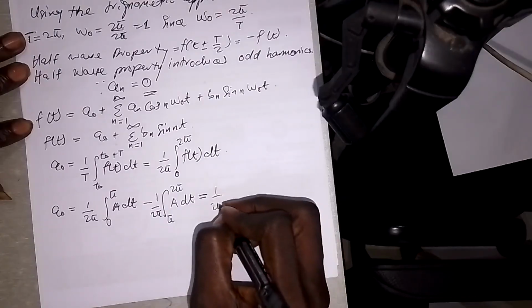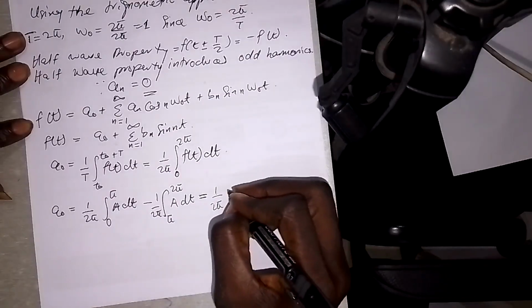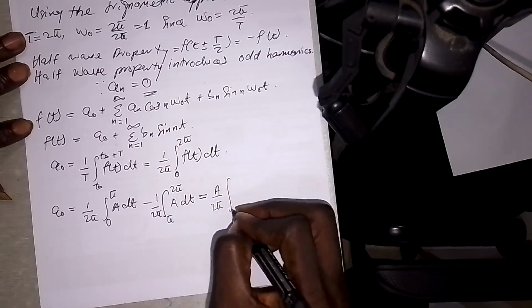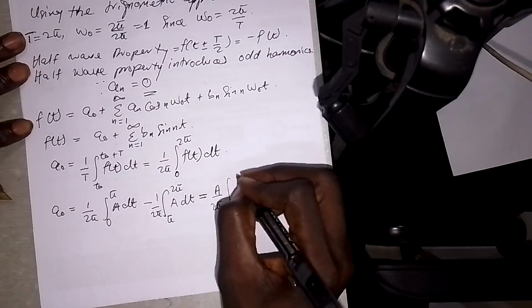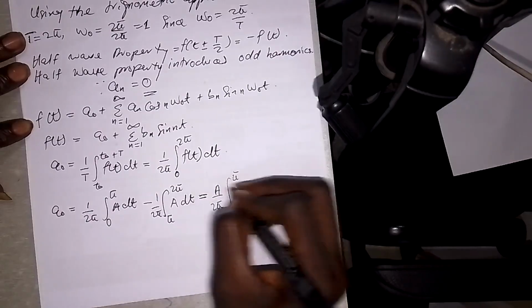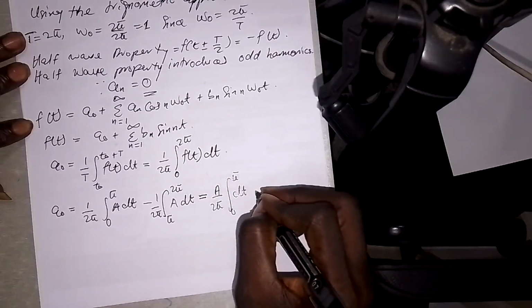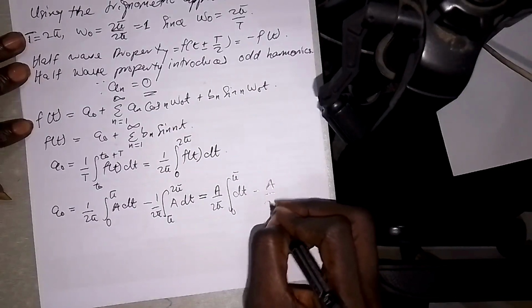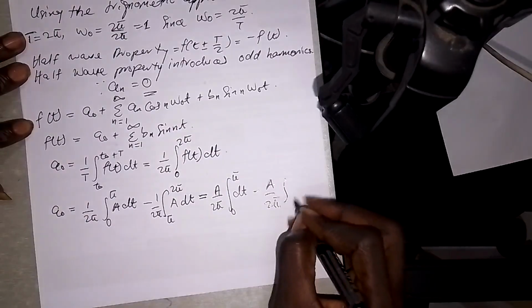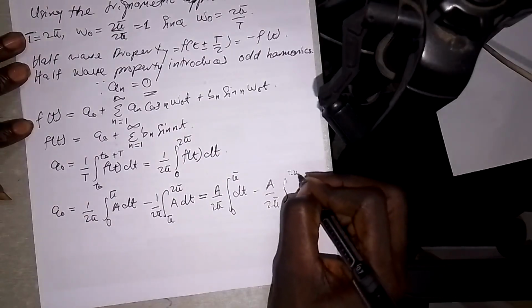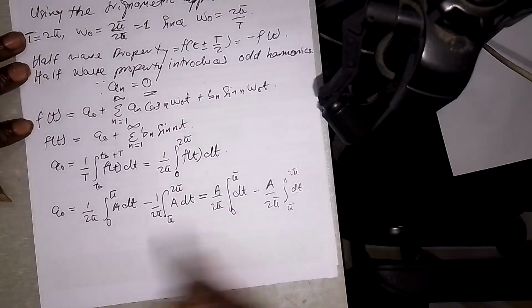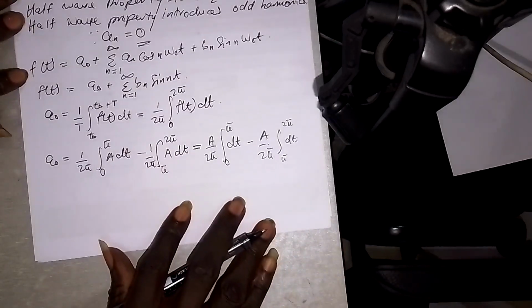1 over 2 pi into A, into the integral from 0 to pi of dt, minus A over 2 pi into the integral from pi to 2 pi of dt. So here I'll just integrate.